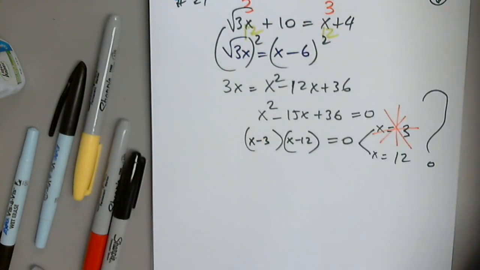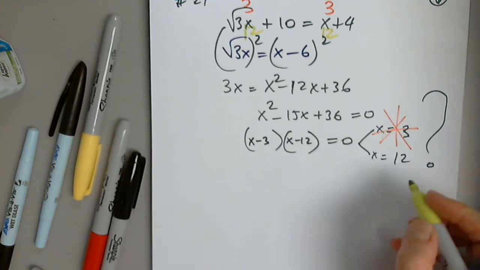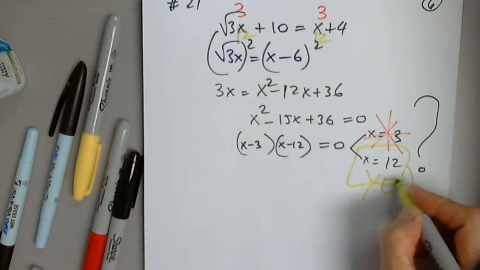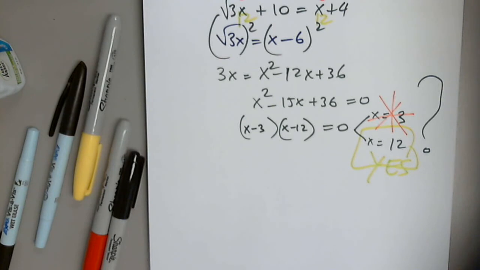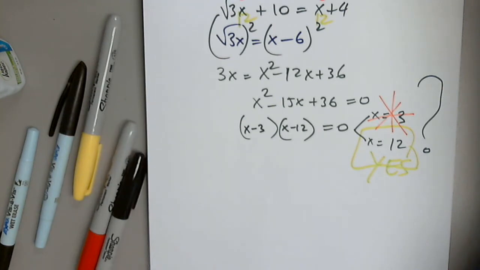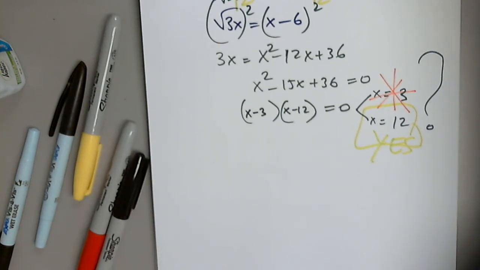12 times 3 is 36. The square root of 36 is 6. 6 plus 10 is 16, and 12 plus 4 is 16. Is it a yes? It is a yes, and it's the only one. So this radical equation has one solution, which is 12. Perfect. Moving on.